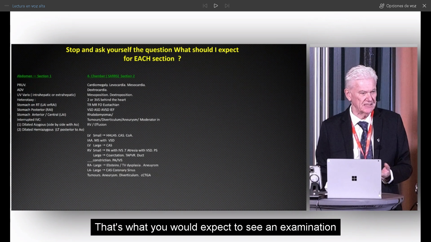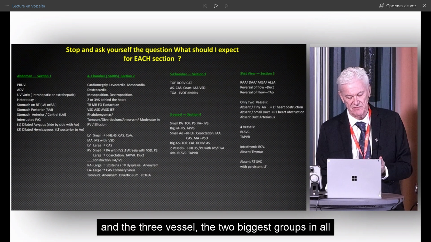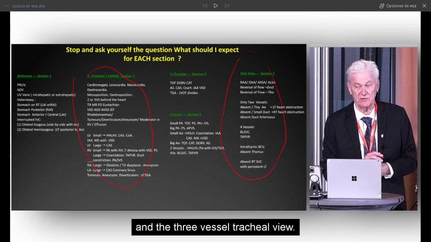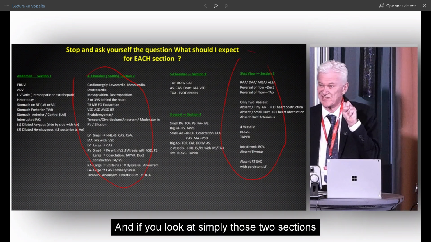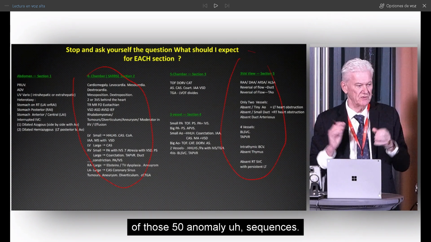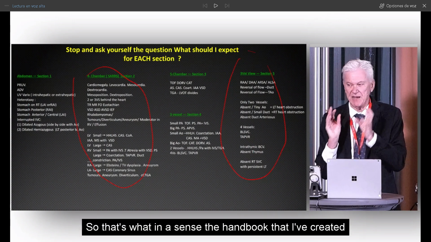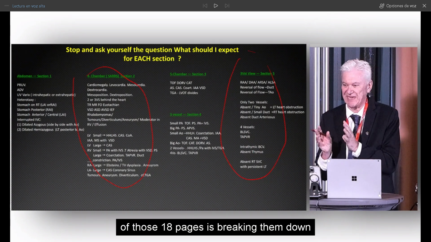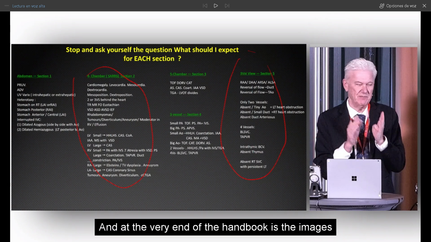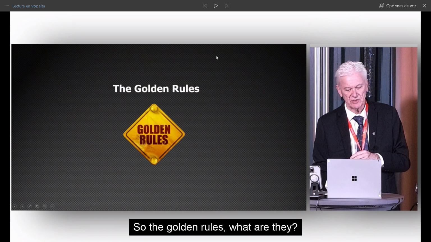That's what you would expect to see in examination of the four-chamber for all those 50 anomalies, and then the five-chamber and the three-vessel. The two biggest groups in all of these are the four-chamber and the three-vessel tracheal view. If you look at simply those two sections, you will pick up the vast majority of those 50 anomaly sequences. So that's what the handbook that I've created of 18 pages does: it breaks them down by those five sections, and at the very end of the handbook are the images that match these 50 anomalies. So the golden rules, what are they?